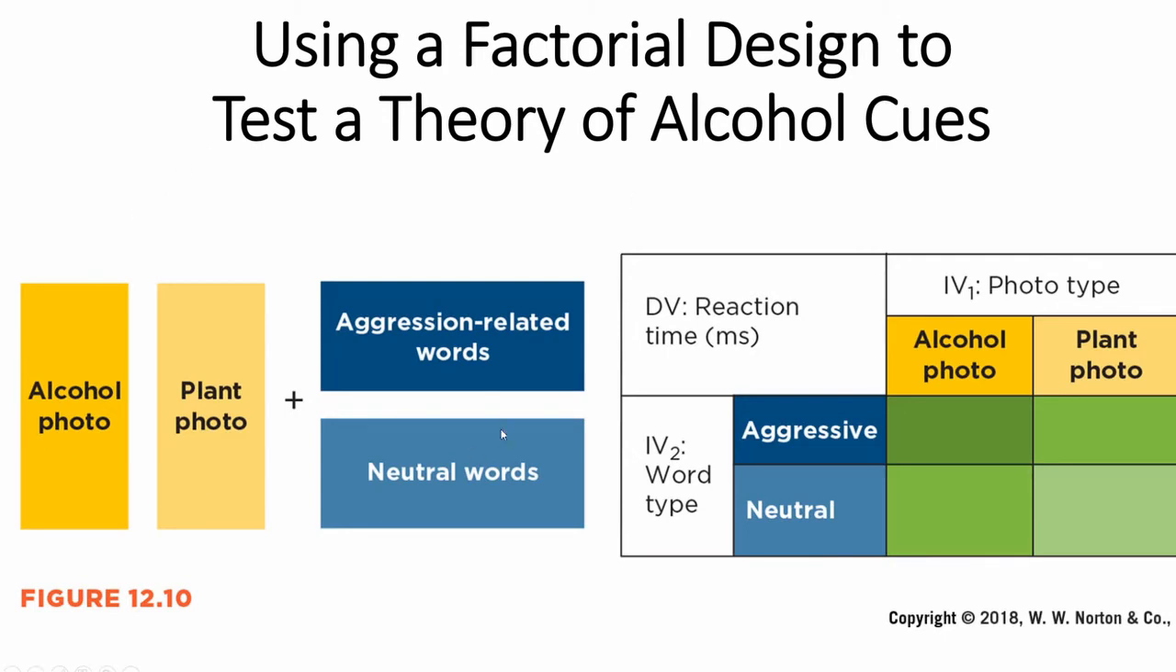For our factorial design here, beforehand they were shown an alcohol photo or a plant photo. And then for the words, were they aggression-related words or were they neutral? So was it something aggressive or was it neutral? For our setup, we have 4 unique combinations, so we get 4 cells here. And then they measured the response time, the dependent variable, their reaction time. How long did it take them to click the button to indicate that it was aggressive or non-aggressive?